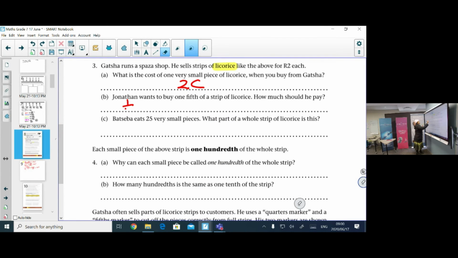One-fifth, because it's costing the whole lot, the whole is 200 cents. If you do that, it becomes 40 cents.